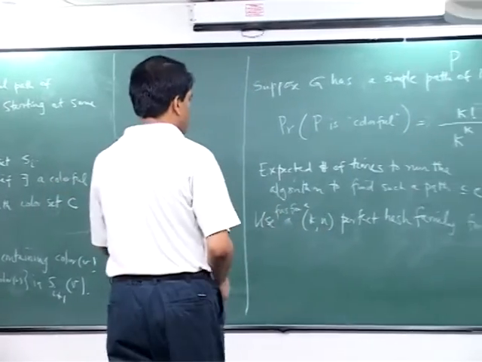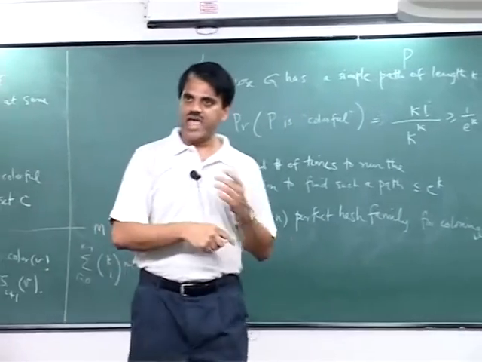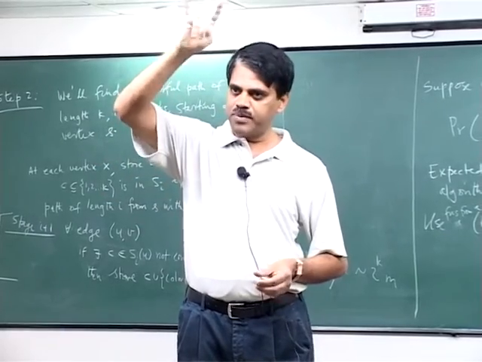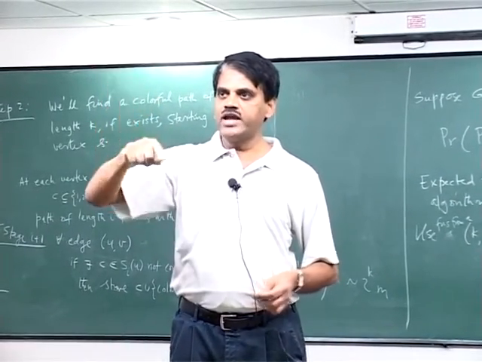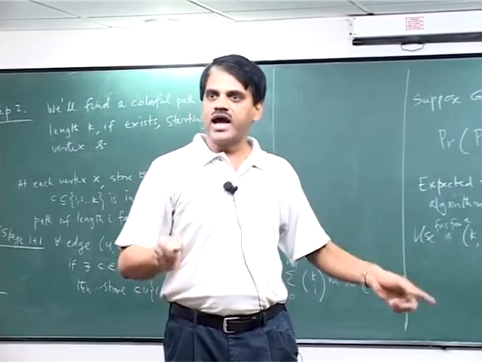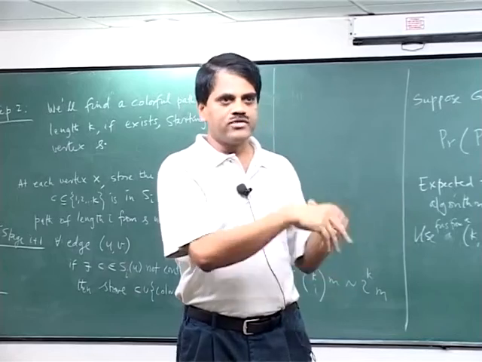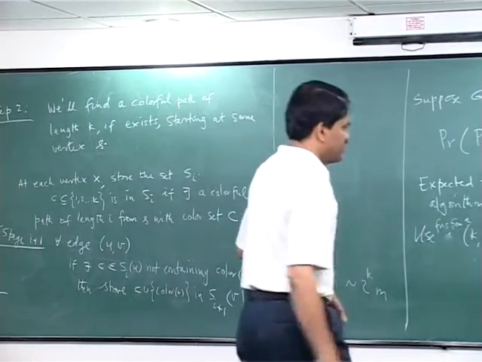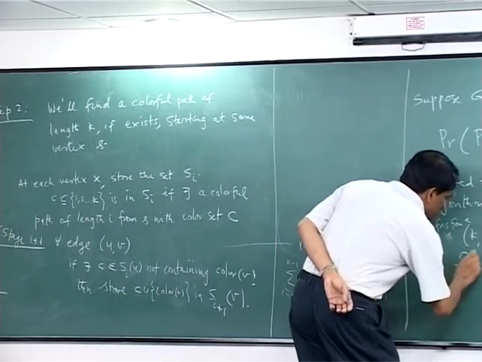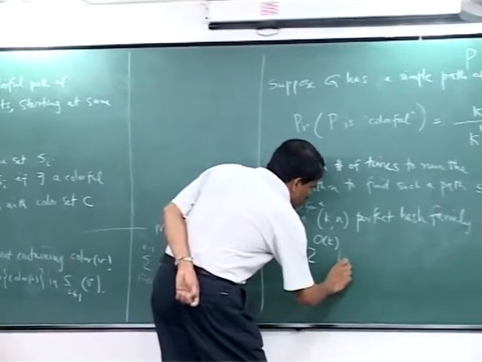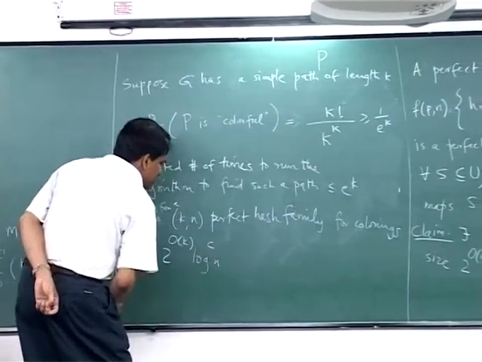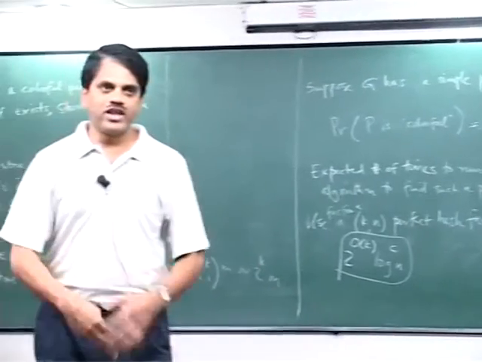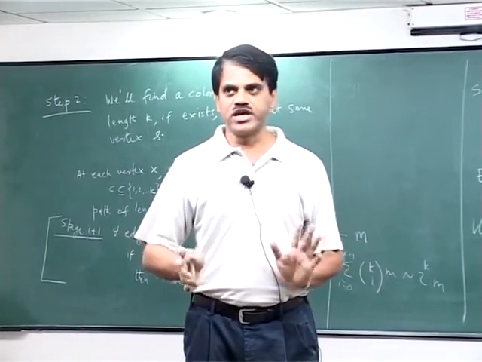But this family of functions has the property that for every subset of size k, one of these functions will map it injectively. So in particular, if you have a simple path of length k, those vertices will get mapped injectively by one of these functions, and your colorful path algorithm will find it. So it's enough to run through a perfect hash family of functions, and the number of functions, as I wrote down, is 2 to the order k times poly log n actually. So we run through all these functions, and if any one of them gives me a colorful path, I'll say yes, otherwise I'll say no.